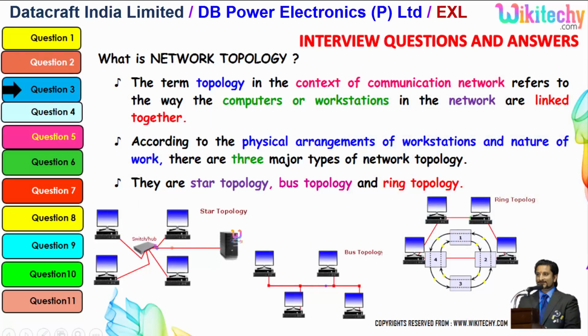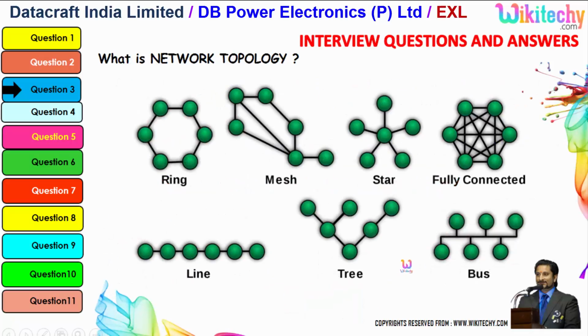Let's talk about network topology. The term topology in the context of a communication network refers to the way a computer or interconnection of computers is linked. According to the physical arrangement of workstations and nature of work, there are major types: star, bus topology and ring topology. Further moving, you are able to see the exact structure. If the computers are arranged like this, it is ring. This one is mesh, star, fully connected, line, tree and bus topology.